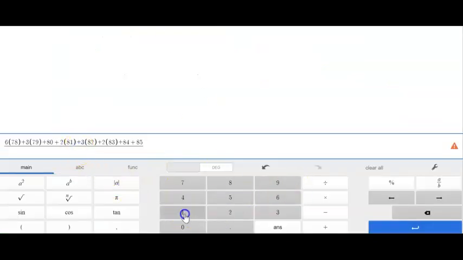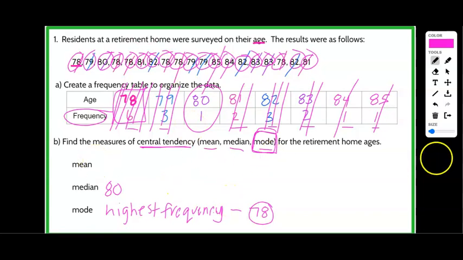So that's going to be the number I divide by. And then over here, we can see our answer. So we're going to round that to 80.4. So our mean is 80.4. And that is how you can create a frequency table and find our central tendencies.